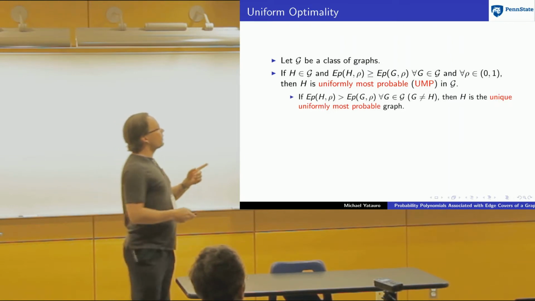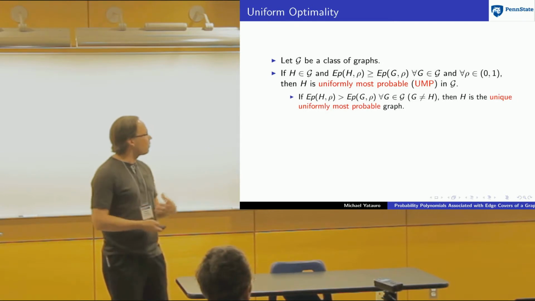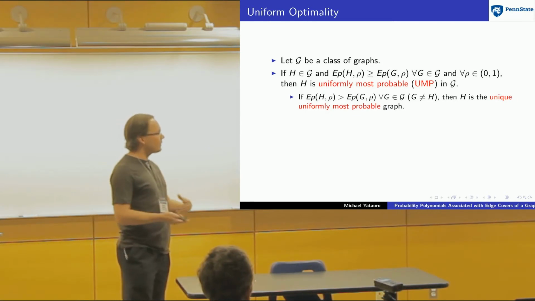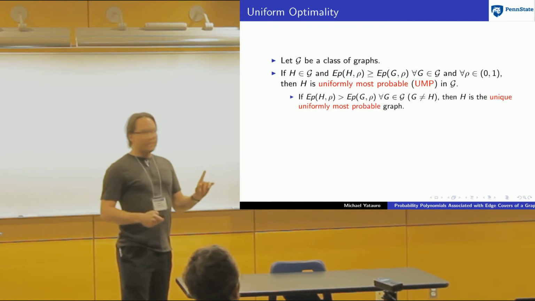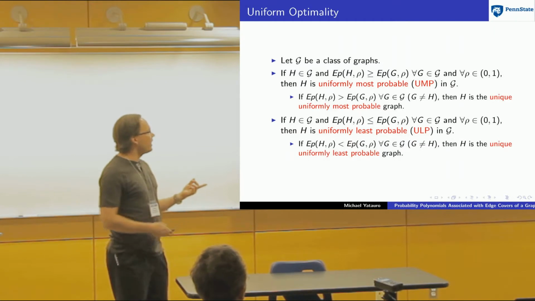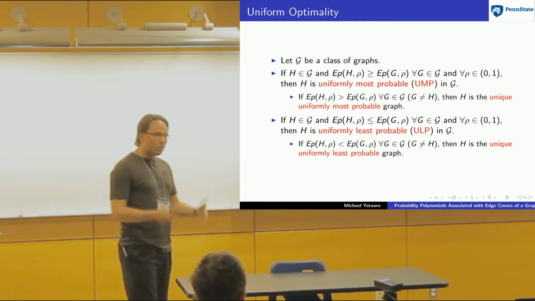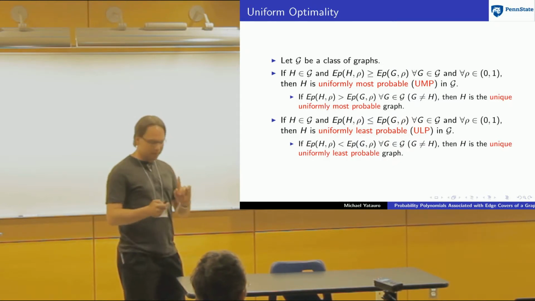So this is interesting because we're looking for an optimal result, and maybe it's unique, but we're trying to figure out which one has the best likelihood among all probabilities. Doesn't always exist, but when it does, it's interesting to know the structure. And analogously, uniformly least probable, the lowest probability within the class, or it might be unique, there might be one.